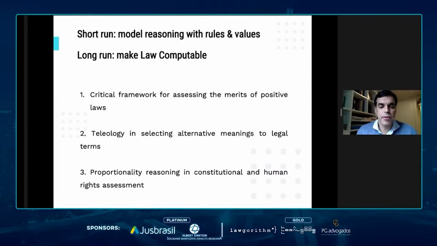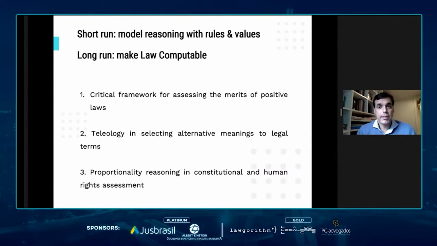And the third way in which values and rules are interrelated regards the proportionality reasoning in constitutional and human rights assessment. That is, if there is an infringement of a constitutional right, this infringement is assessed with respect to advantages regarding other constitutional rights and fundamental rights and values, and it's assessed if there is a better trade-off in this conflict between constitutional values. So also here there is a choice between the underlying morality, public policies, or fundamental rights, which are relevant for the application of rules.